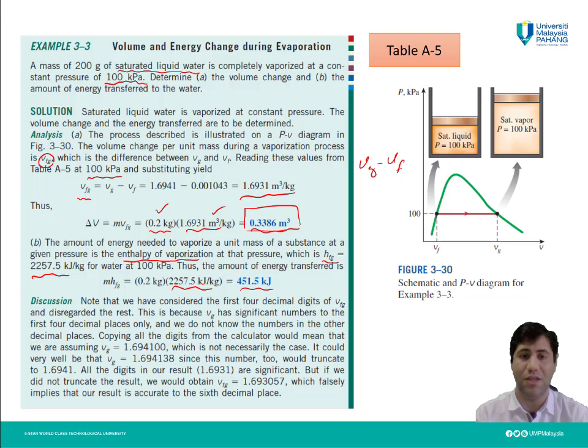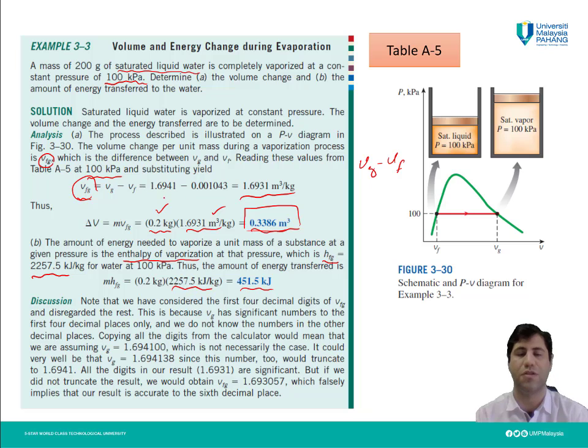The important thing about this calculation is the significant numbers, or decimal digits. Here, you should note that we have considered the first four decimal digits of VFG, and we disregarded the rest. Here, VFG, we just wrote like this.